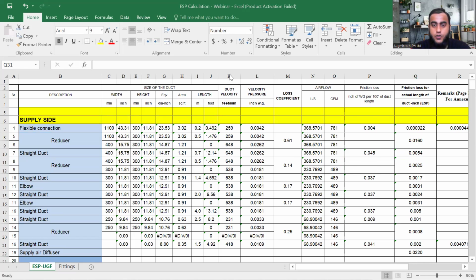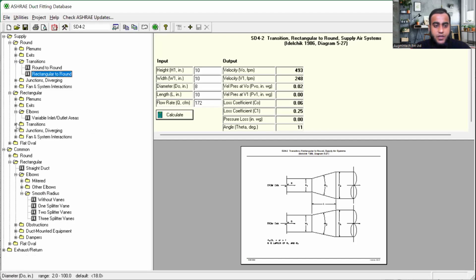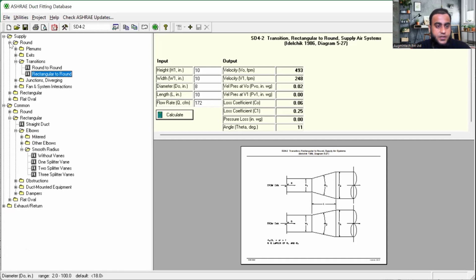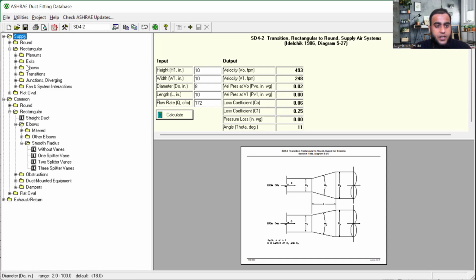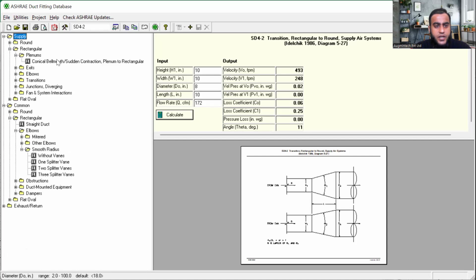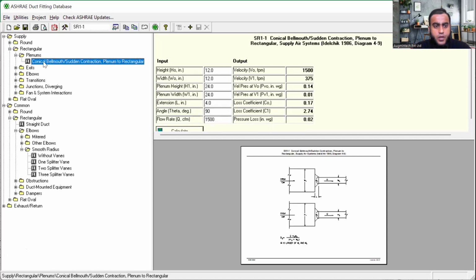Is it clear? Now someone is asking me, so what about plenum box? Let's say, everything option is available here. Okay, don't be confused. See, if you have a plenum box, no problem, come here and let's see. Plenum rectangular. See, the plenum option is given. Just go for that. See, different types of plenum. Conical bell mouth, sudden contraction, plenum to rectangle. So simple. Just go through, you have to enter this input value. They will give you the pressure loss value.